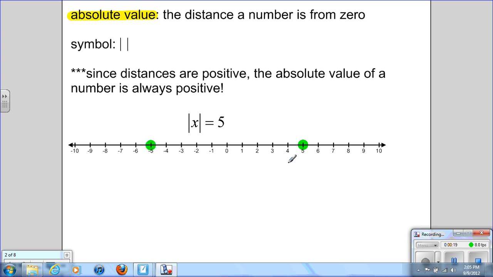So here's an example of an absolute value equation. The absolute value of x equals 5. You need to find the value of x that works. And in this case, there's actually two of them. Negative 5 works because the absolute value of negative 5 equals 5. And positive 5 also works because the absolute value of positive 5 equals 5. And so sometimes with these equations, you are going to end up with two solutions.